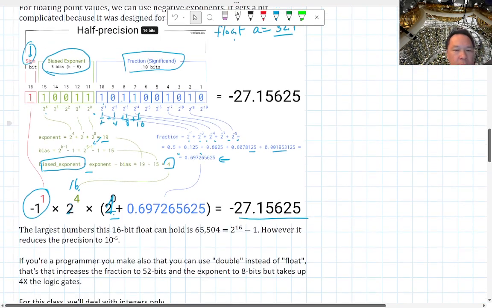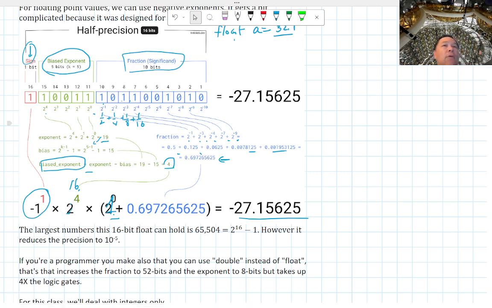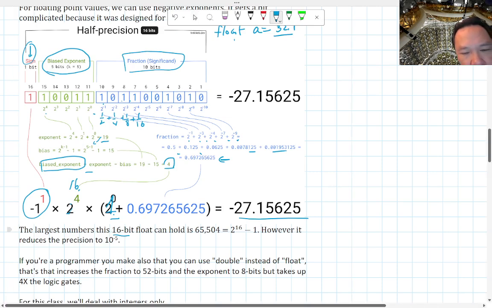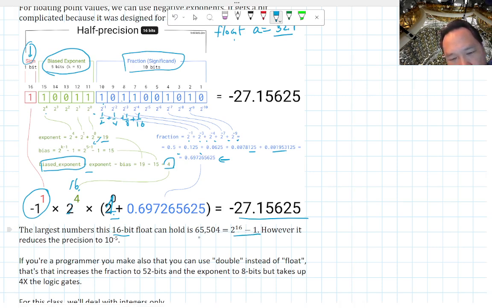So this is just a way for the number system, the numeration, to represent numbers that are fractions of 1s, and then also have numbers that are bigger than 1 in front of it. So the largest number you can represent using these floating points is actually 2 to the 16 minus 1. So 65,000 something.